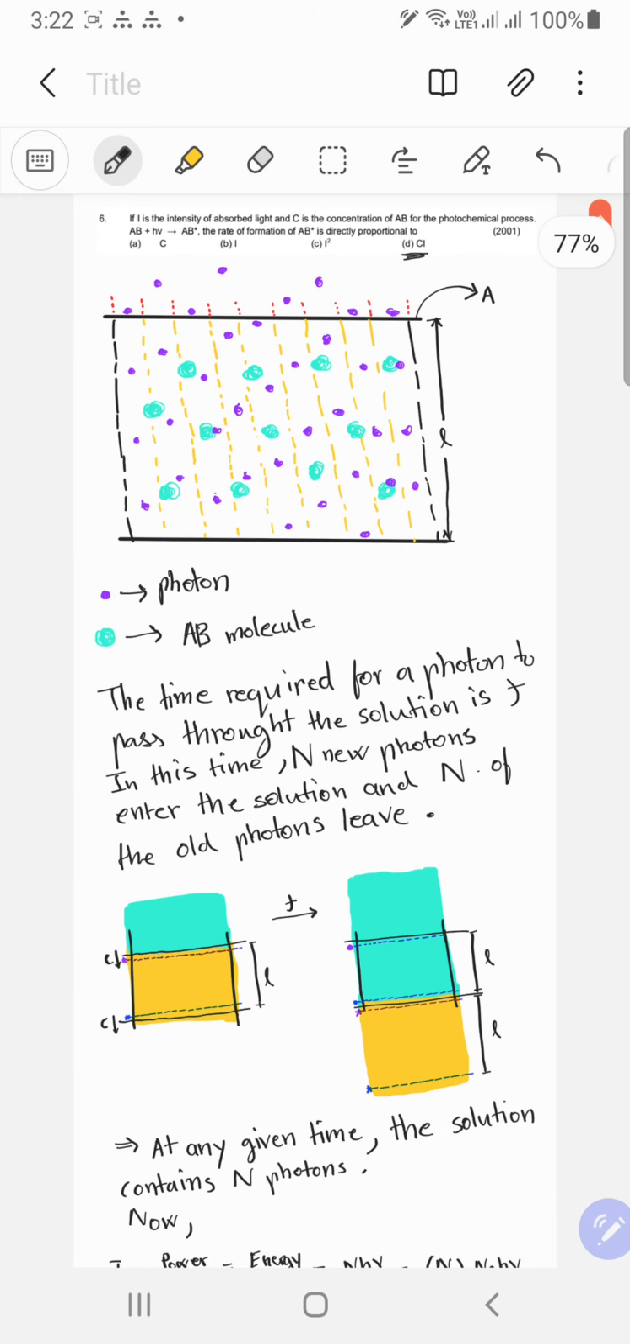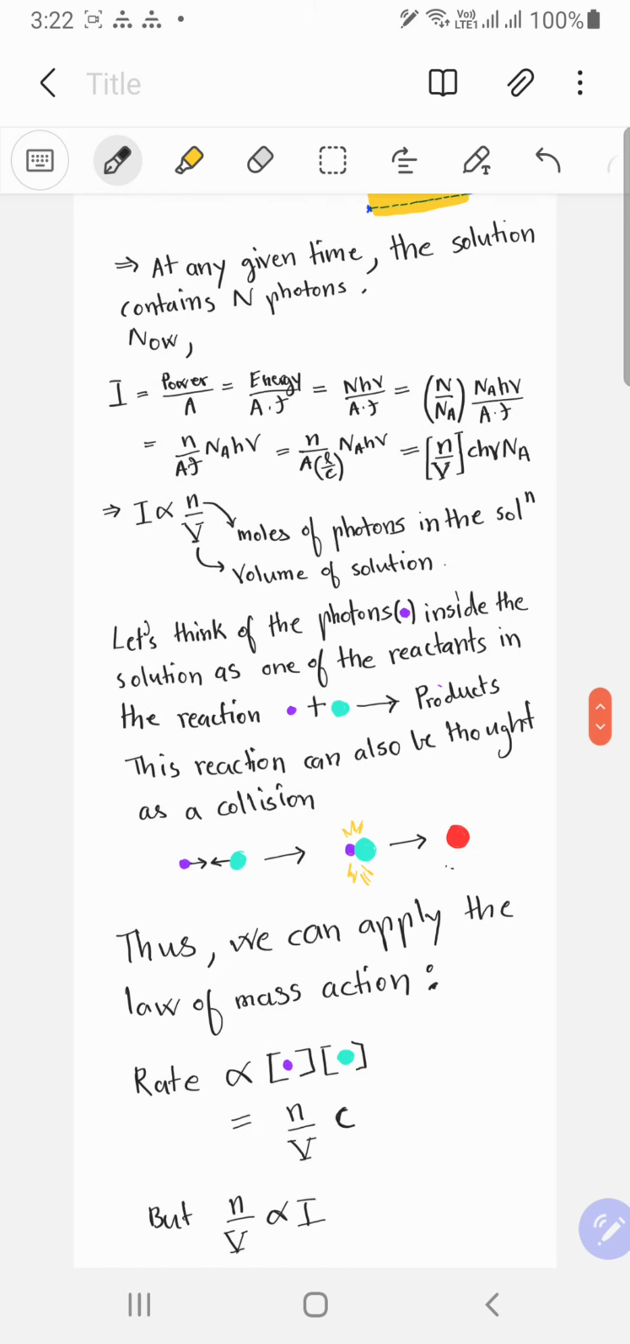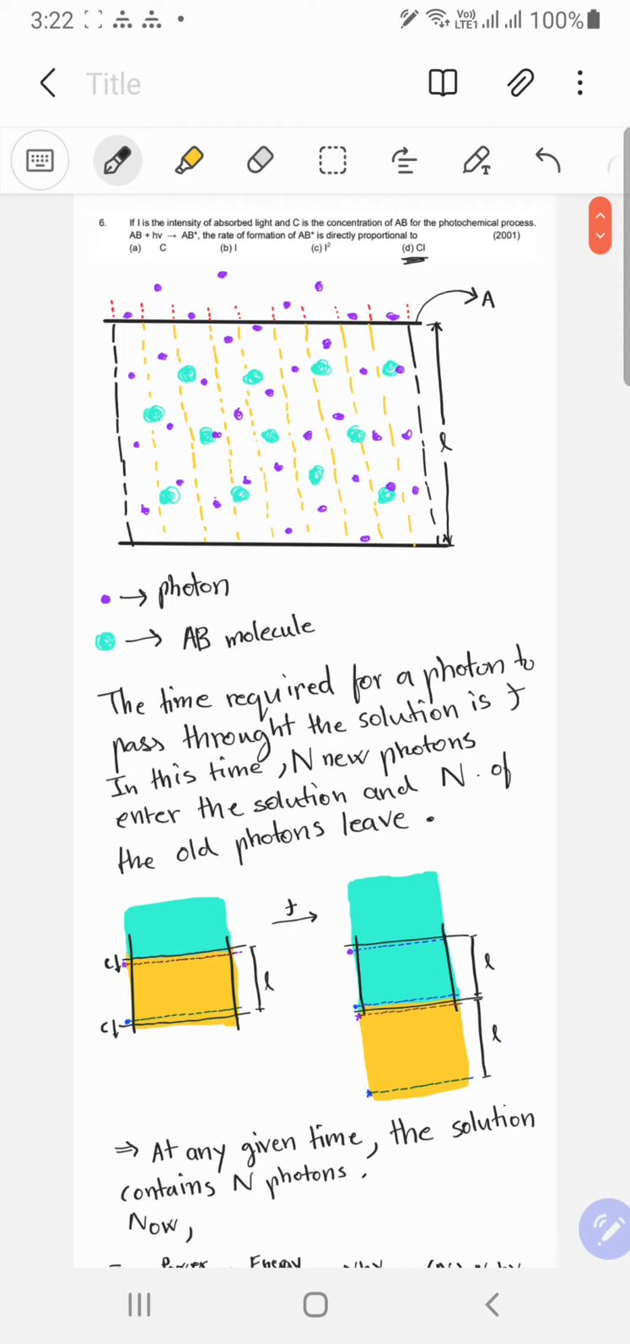So consider this system that you have some part of the solution on which photons are striking. So photons are entering this solution, and at some given time some photons will be inside the solution. And whenever these photons come in contact with these green blobs, which are basically the AB molecules, they will do the reaction and they will form this red blob. I have not drawn all the red blobs because they don't matter, they are not involved in the reaction.